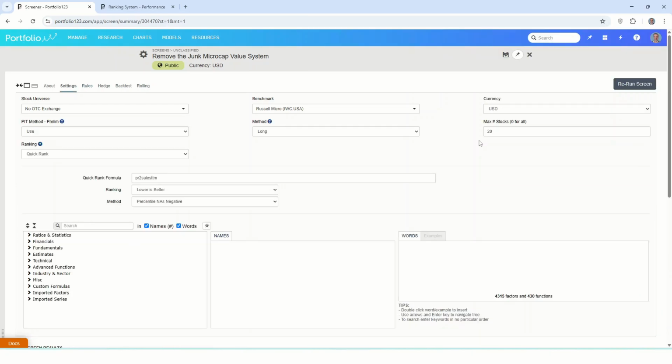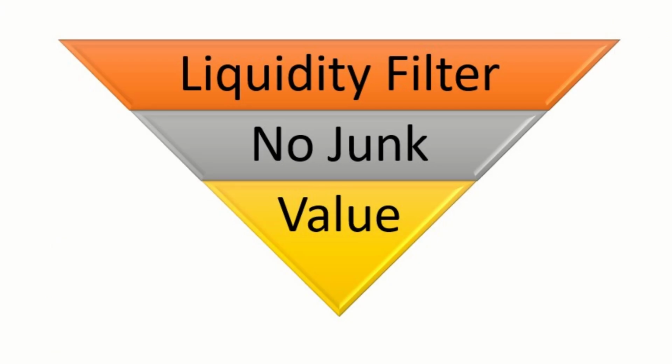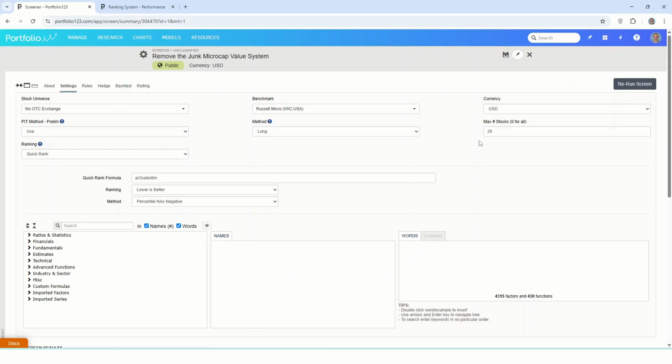Now, when it comes to my value factor, I keep it really simple for microcaps. Low price to sales over the trailing 12 months. Do I have a specific number that I'm looking for? No. What I do is I first filter out all the higher risk names, as I showed you in the rule section, and then I just keep the top 20 or so stocks using low price to sales. That's it. Let's look at the performance.